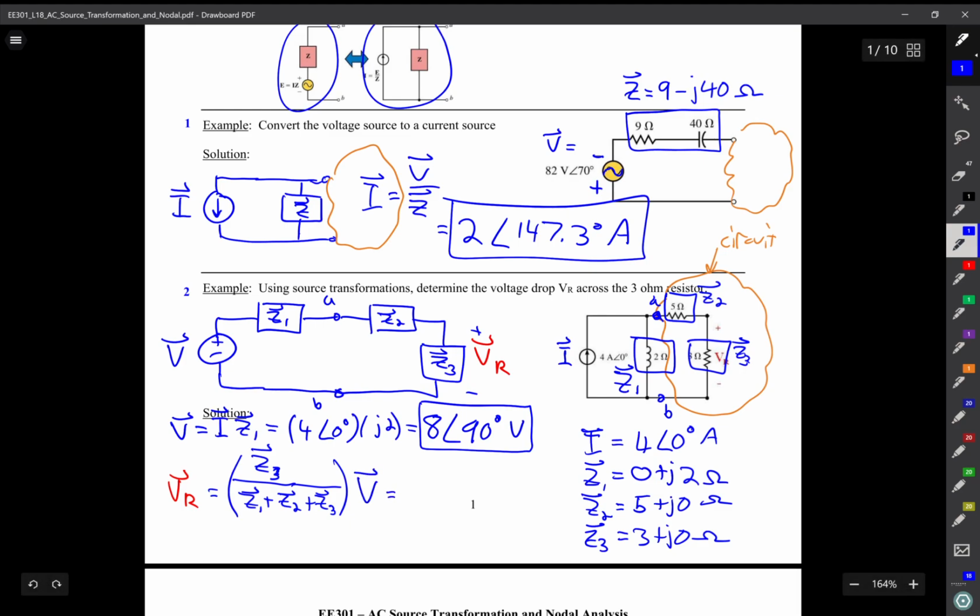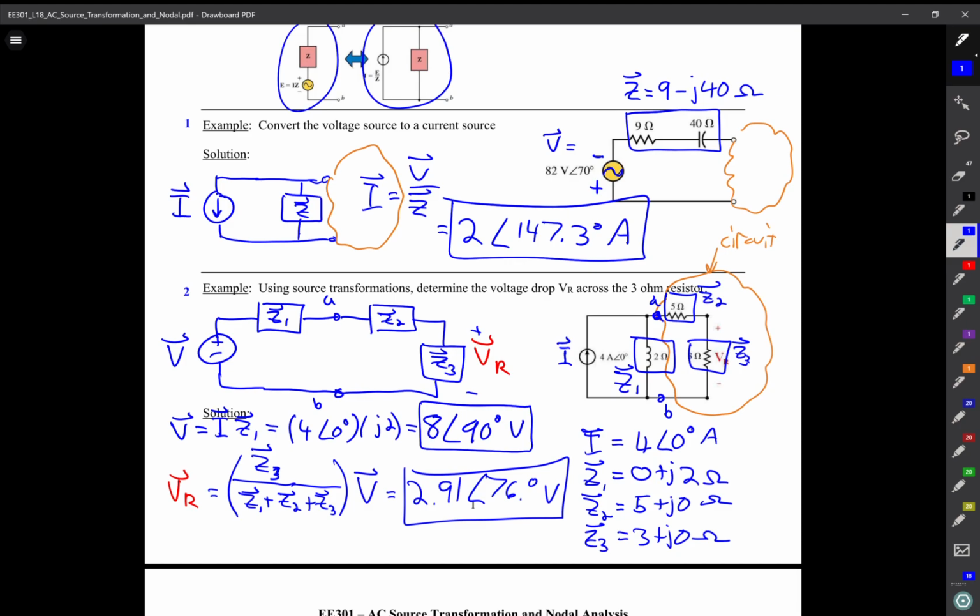When I do all that math, I see that I get 2.91 with an angle of 76 degrees volts. And that's my answer. That's the voltage drop across my impedance, or my 3 ohm resistor.